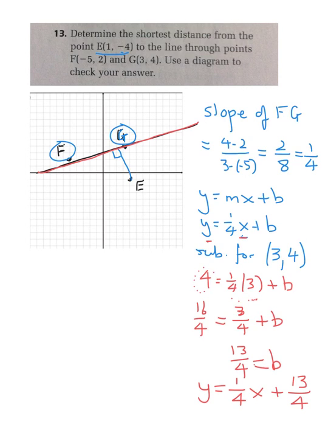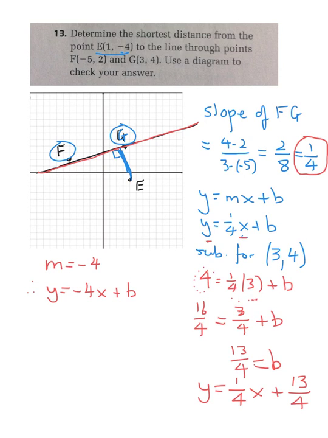Now we're going to find the equation of this perpendicular line here. If it's perpendicular, we know it must have a slope that's the negative reciprocal of the slope we just found, which is 1/4. And the negative reciprocal of that is going to be negative 4 over 1, or negative 4. So therefore we get a new line, y equals mx plus b, or negative 4x, because that's the slope, plus b.